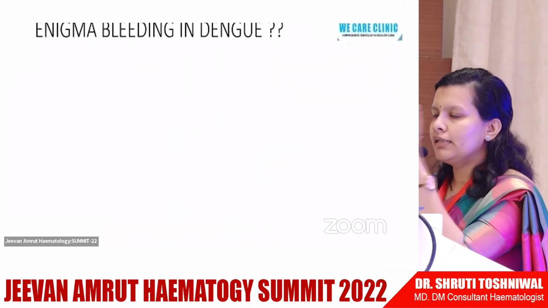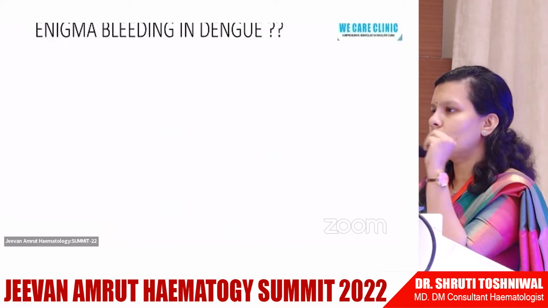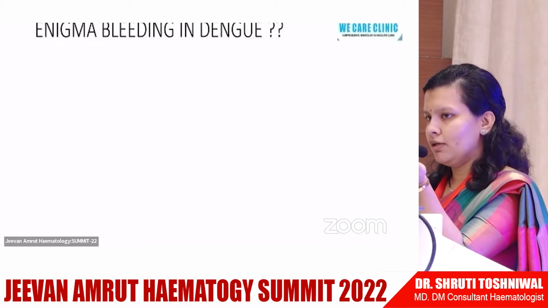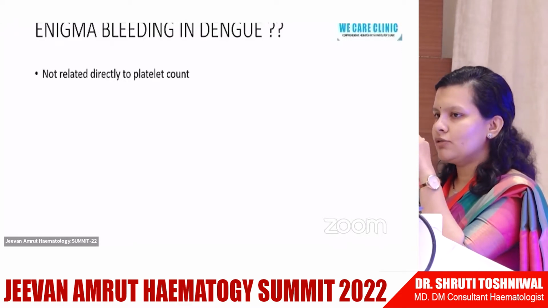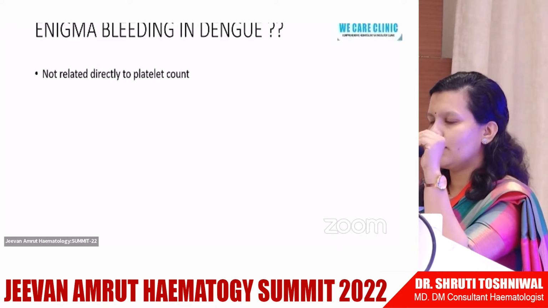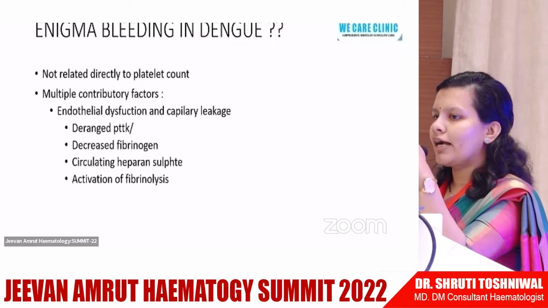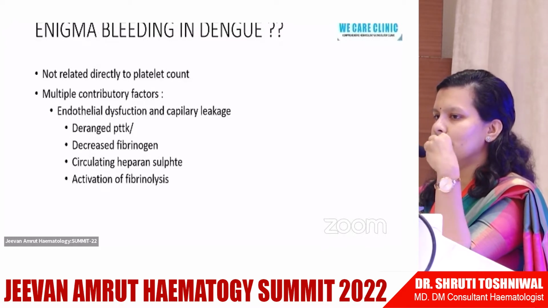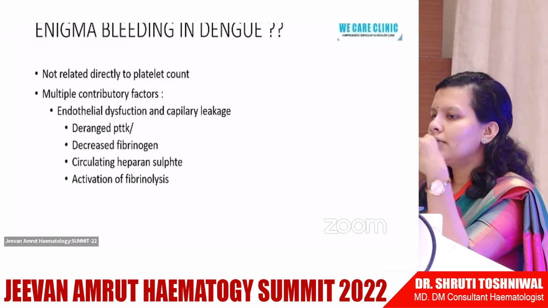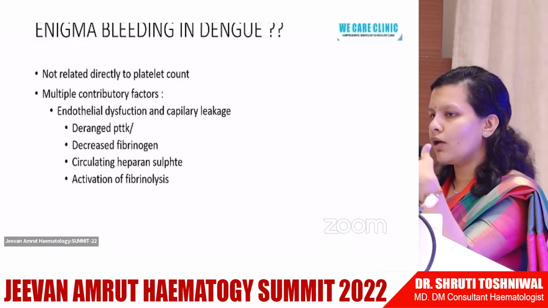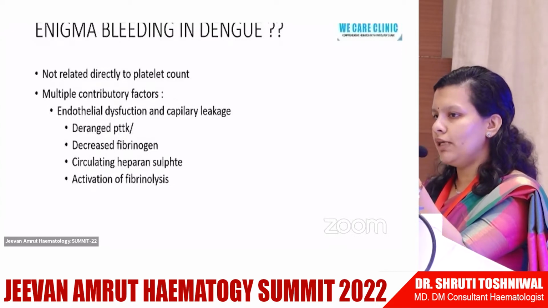Bleeding in dengue is not always related to thrombocytopenia. Bleeding in dengue is much more than thrombocytopenia. Why is it like that? It's not directly related to the platelet count. It never correlates with the platelet count, because there are multiple factors. There is capillary leakage, deranged APTT, decreased fibrinogen, and circulating heparan sulfate, which acts as an anticoagulant. There is activation of fibrinolysis, which can all lead to bleeding.